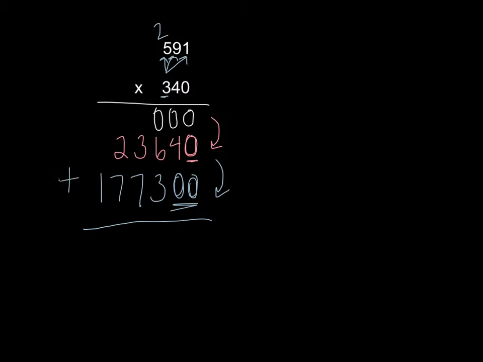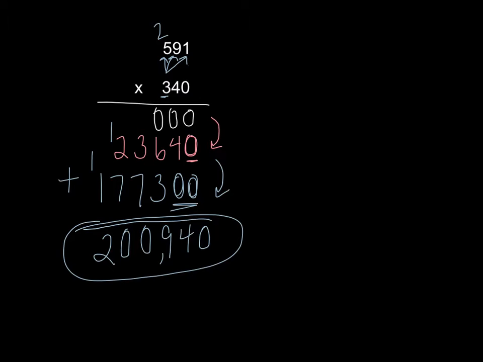And now I'm going to add. 0 plus 0 equals 0. 0 plus 4 is 4. 4 plus 0 is still 4. 0 plus 6 is 6. 6 plus 3 is 9. 3 plus 7 is 10. Carry the 1. 1 plus 2, 3. 3 plus 7 is 10. Carry the 1. And 1 plus 1 is 2. So my final answer is 200,940.